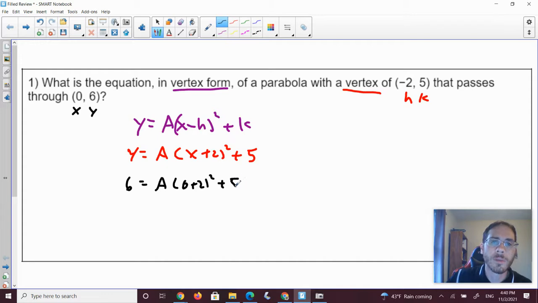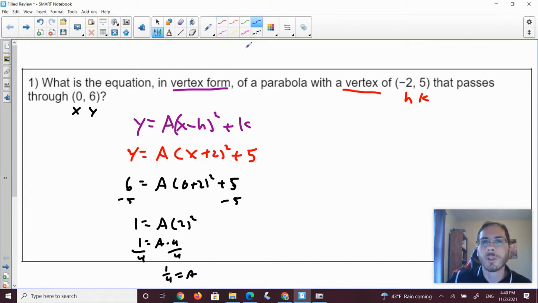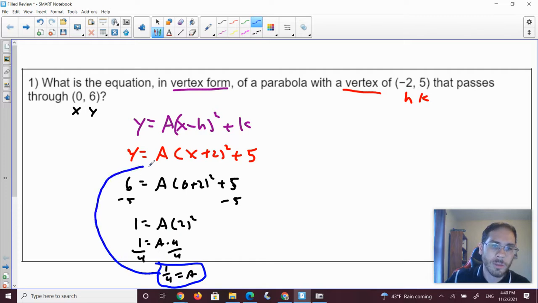squared plus 5. So first thing we want to do is minus 5 on both sides. So 6 minus 5 is going to be 1. 0 plus 2 is 2. 2 squared is 4. So we'll divide both sides by 4 to get 1/4 is a. So what we're going to do is take a, we're going to plug a back into the equation. So we'll take the a that we've got right here, and we're going to plug it right back into this red equation, and that's going to give us our final answer.